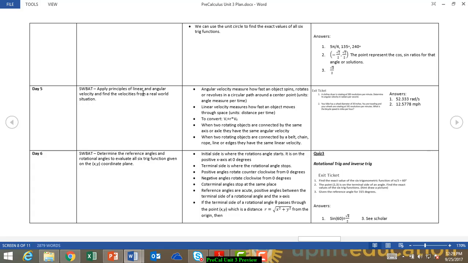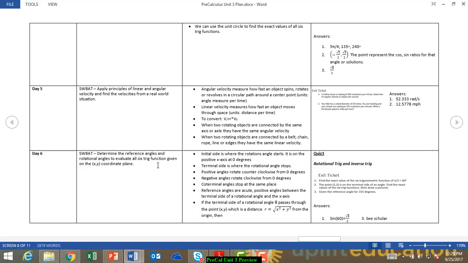Day 5 is linear and angular velocities. So how are velocities tied to rotations per minute, miles per hour? There's specifically questions in the CA too about angular and linear velocity. So if you need to go back and look at your CA to make sure that you are covering it appropriately, I would do so.